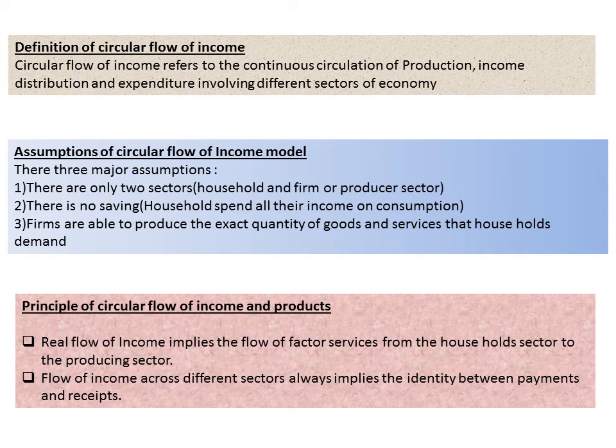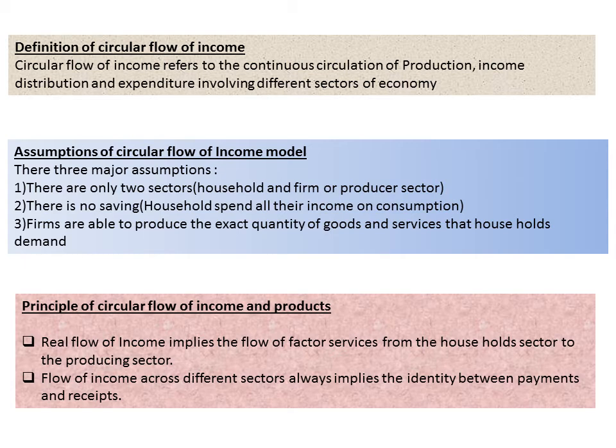So what is circular flow of income? Circular flow of income refers to the continuous circulation of production, income distribution and expenditure. Production is where we are providing the services and generating the income. Next is income distribution, that is when the producer sector provides rent, wages, salary in return for land, labor, capital, entrepreneurship. That is called the income distribution phase. And when the household makes the expenditure to buy the goods and services, that is called the expenditure phase.